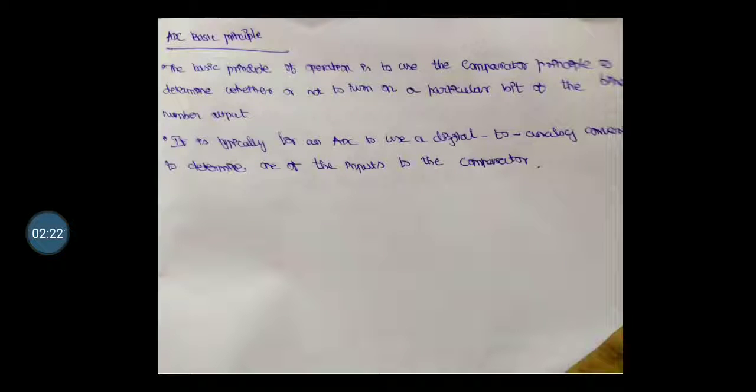ADC basic principle. The basic principle of AD conversion is to use a comparator to determine whether or not to turn on a particular bit of the binary number output. For example, it is typical for an ADC to use a digital to analog converter to supply one of the inputs to the comparator. So clearly we can say that AD conversion is a quantizing process whereby an analog signal is converted into an equivalent binary word.